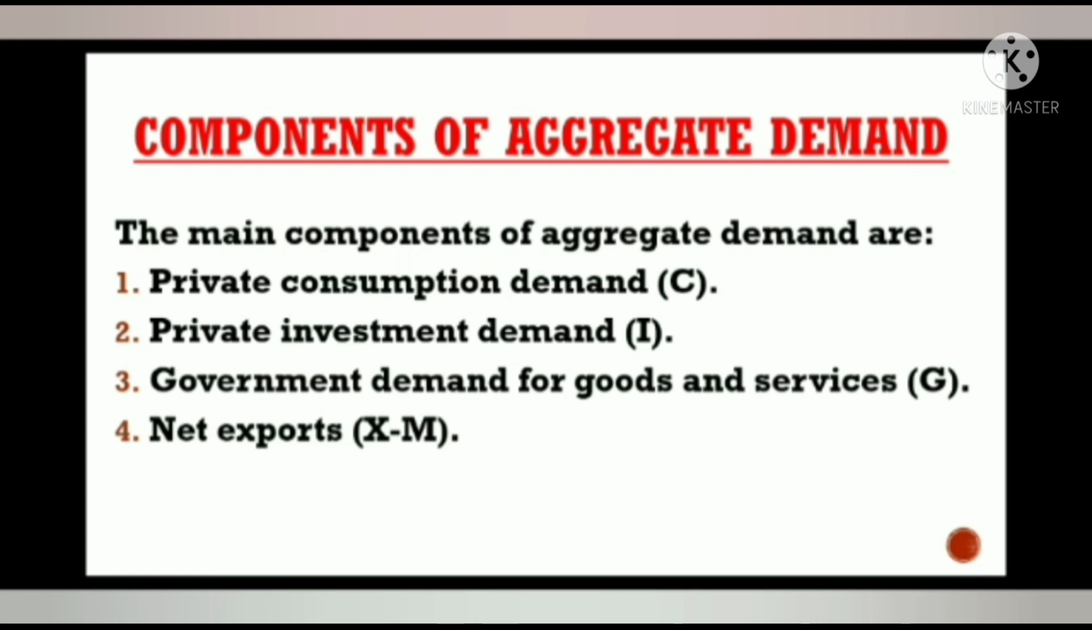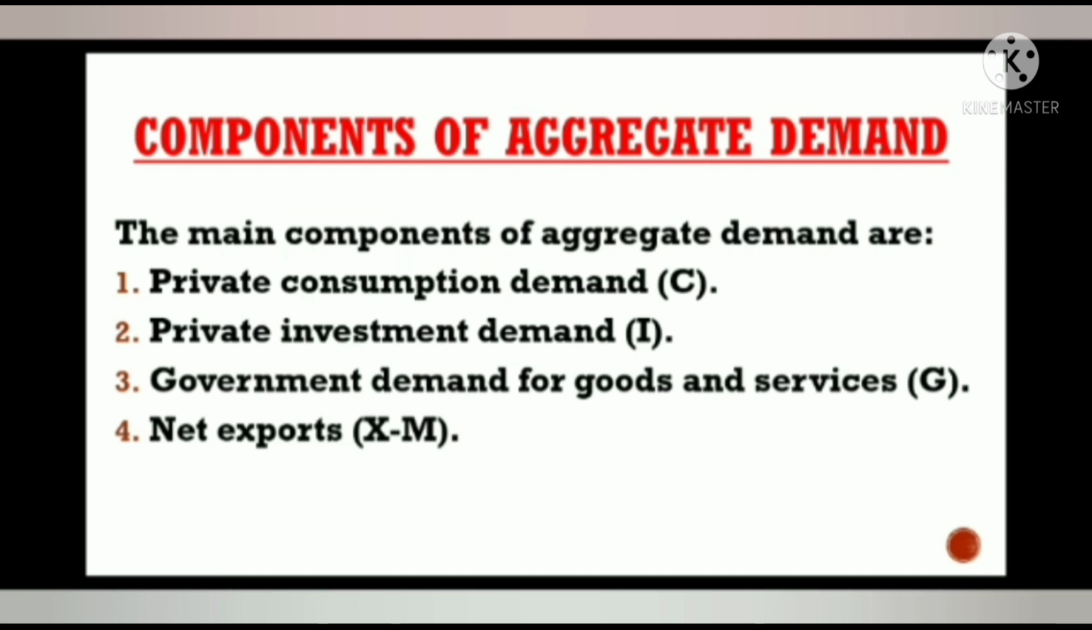Point number 4, net exports, that is X minus M. It refers to the demand of foreign countries for domestic goods and services over domestic demand for foreign goods. The volume of exports generally depends on the foreign exchange rate, relative price of goods, custom duties, trade policy, etc.